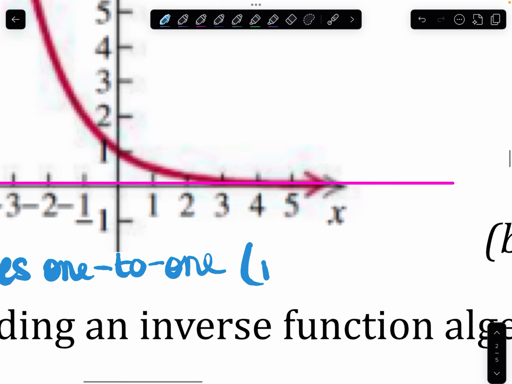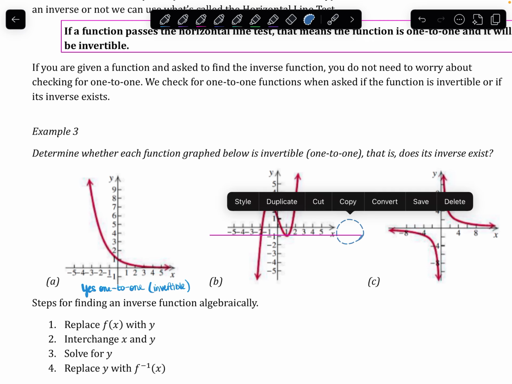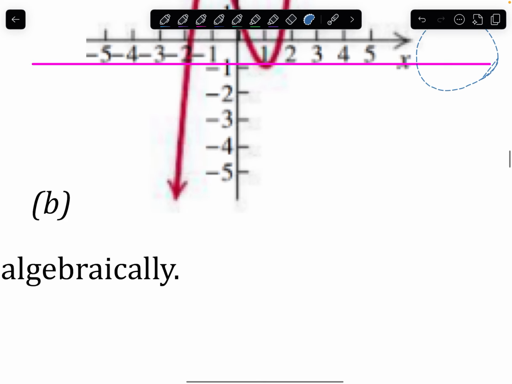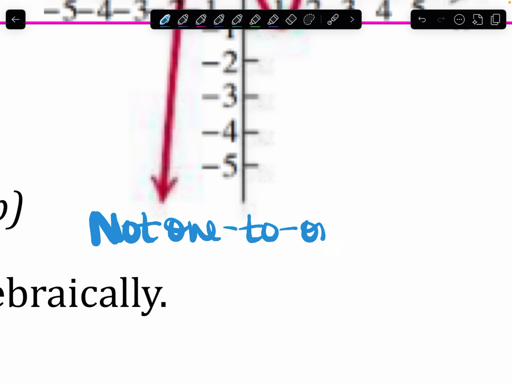So again, one-to-one means it is invertible. All right, B, move my horizontal line over. I start dragging. I'm good, I'm good, I'm good. Right here, I hit more than once. So it doesn't matter, there's really no reason to check the rest of the graph. All it takes is one problem for it to not work. Not one-to-one. Or in other words, not invertible.